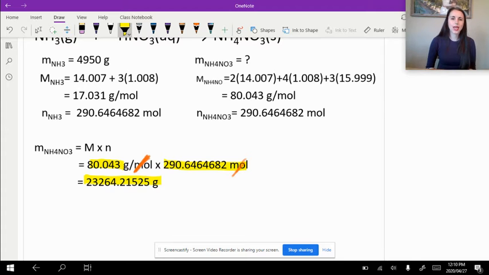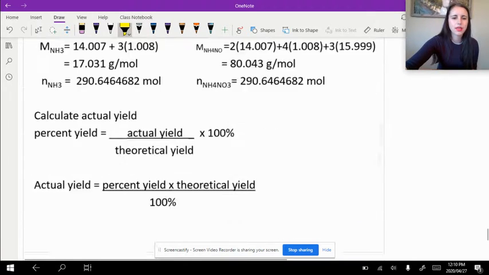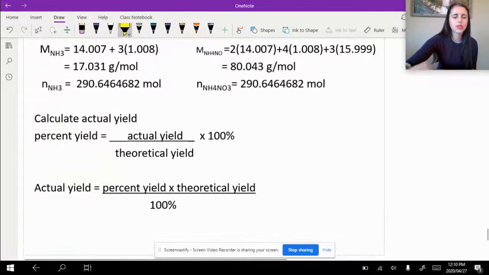Remember what the question was asking for. So the question this time was asking for the actual yield, and it gave us the percent yield. So how does that look different? It looks different this way. The question gave us this, and we just calculated this. So what we're going to be looking for is our actual yield.